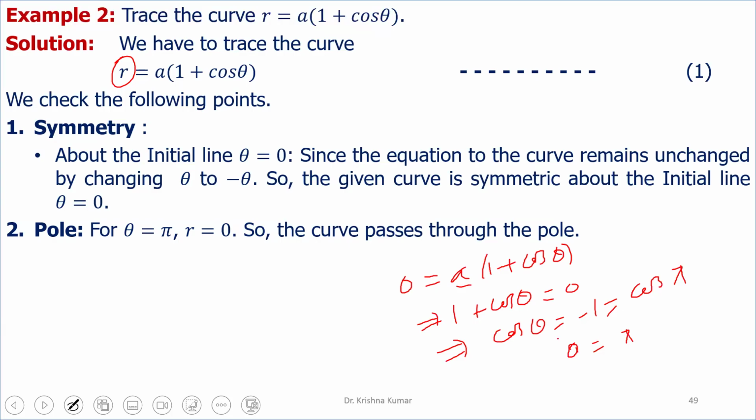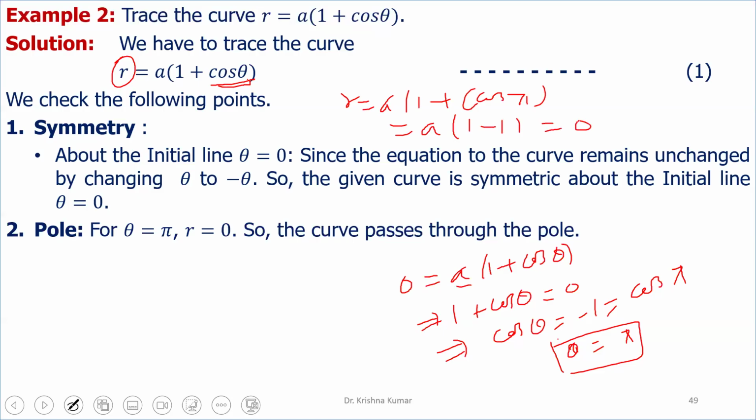What it means is that if you put theta equal to pi in the given equation, that is cos pi, what is the value of r? r equal to a times (1 plus cos pi). What is cos pi? Cos pi is minus 1. It will give a times (1 minus 1), which is equal to 0. So since for theta equal to pi the value of r becomes 0, we say that the curve passes through the pole.